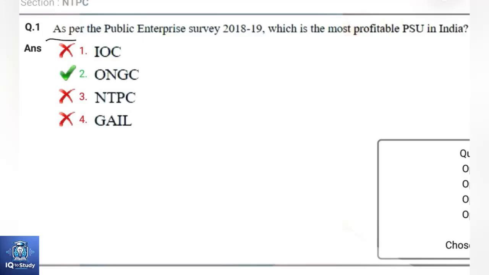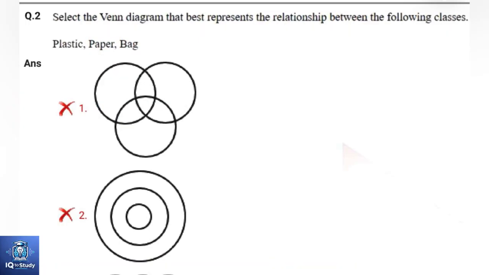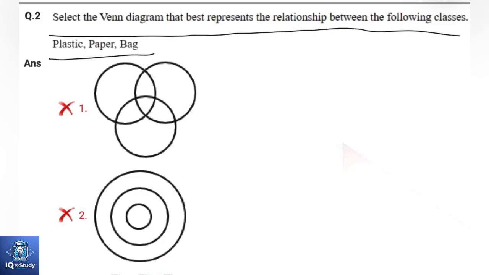As per the Public Enterprise Survey 2018-19, which is the most profitable PSU in India? ONGC. ONGC means Oil and Natural Gas Corporation.